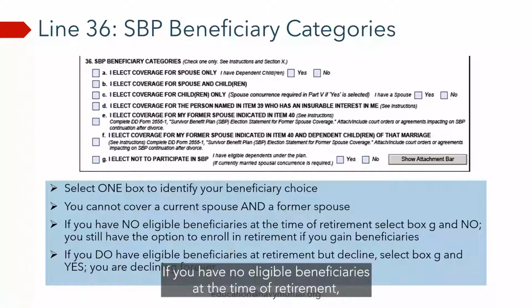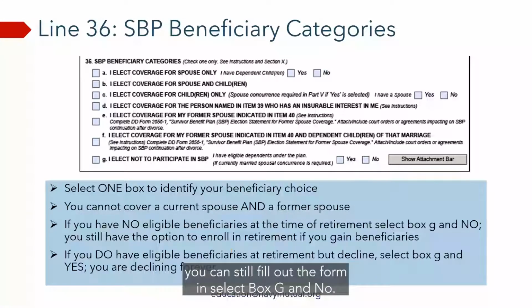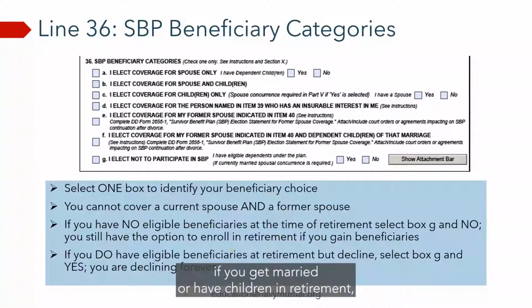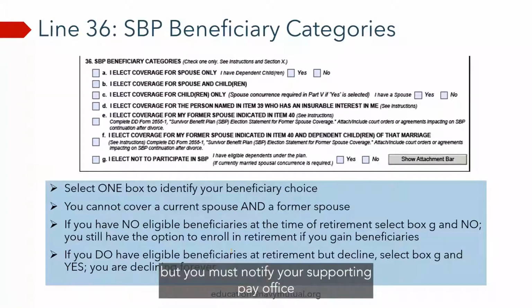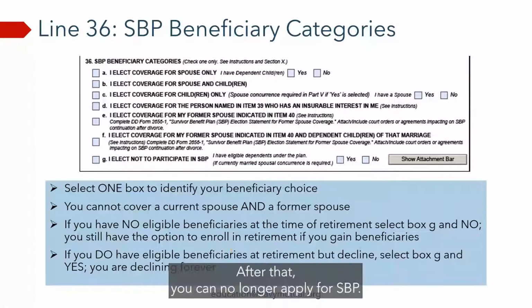If you have no eligible beneficiaries at the time of retirement, meaning no spouse or children, you can still fill out the form and select box G and no. Remember, that means you can enroll at a future date if you get married or have children in retirement. But you must notify your supporting pay office within 1 year of the event, meaning the marriage, birth, or adoption. After that, you can no longer apply for SBP.